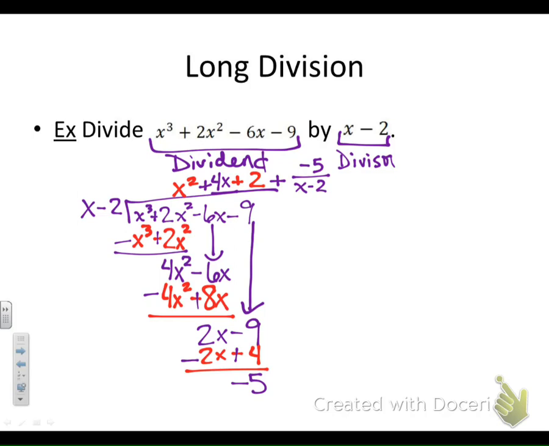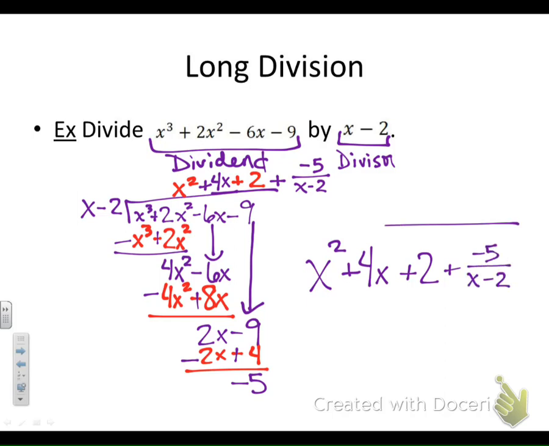So we just did long division. And the whole answer, the whole quotient, is x squared plus 4x plus 2 plus negative 5 over x minus 2. That's the quotient. When I get a remainder, that means this isn't perfect. This isn't a factor. When you don't get a remainder, then that means it was supposed to be factorable, or this should have been a factor.